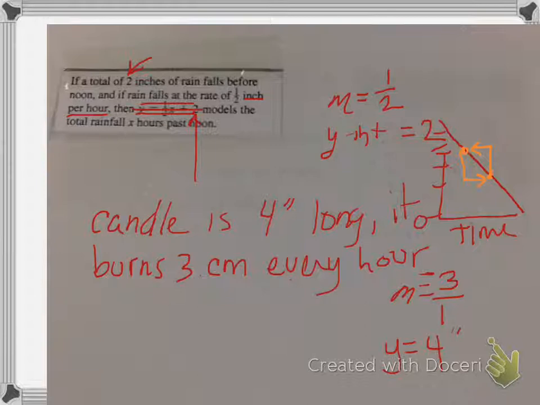So I can write y equals negative 3 over 1 x. Don't forget the x. Plus 4 because it starts at 4 inches. So think about positives and negatives too. Sometimes I'll graph it to figure out the equation of the slope.